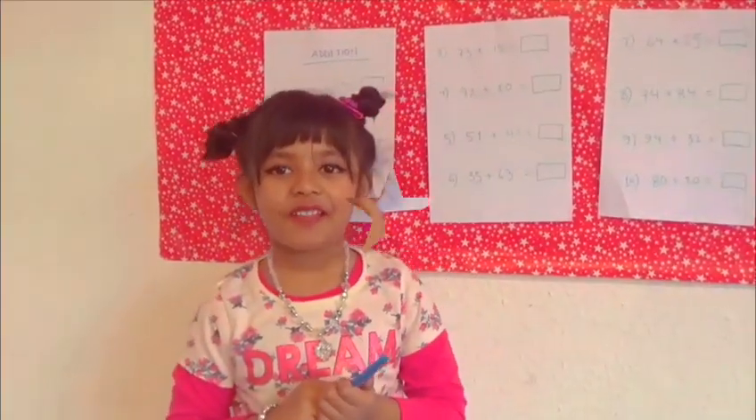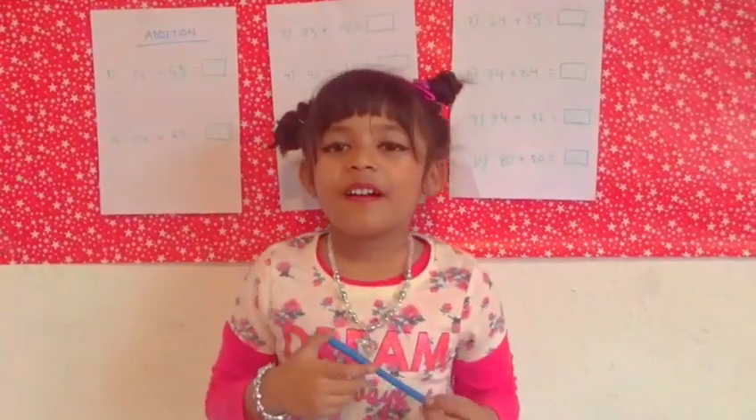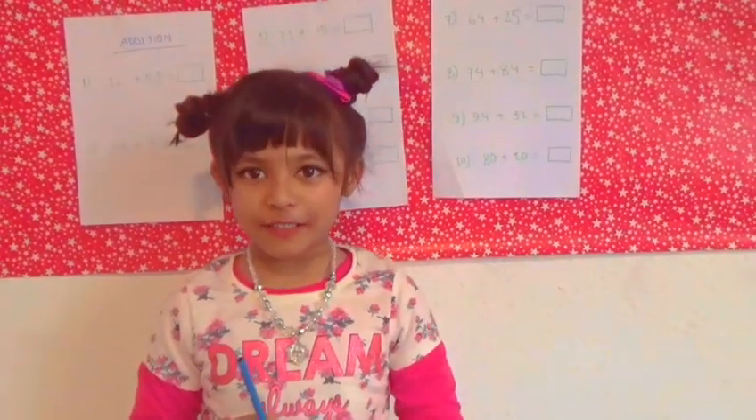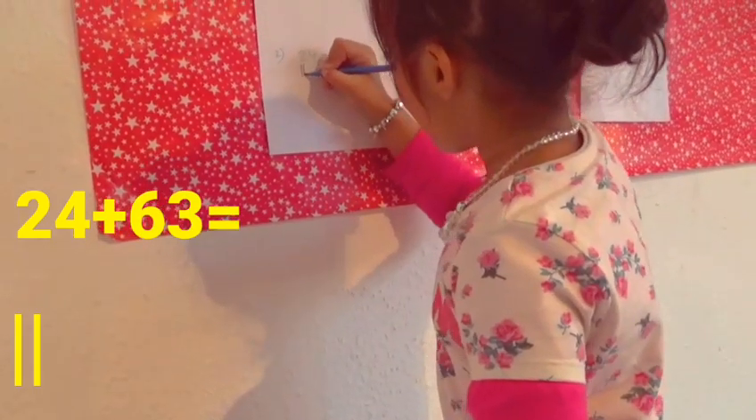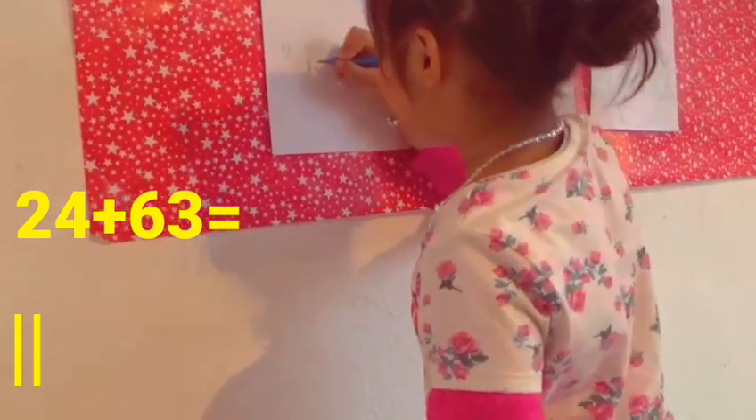Today we're going to learn some math. We're going to do some addition. 24 means two lines and four dots.